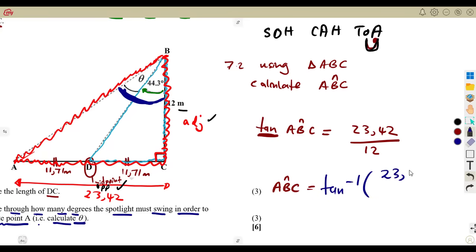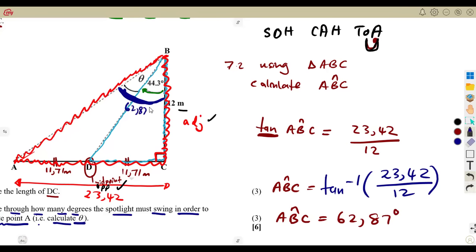23,42 over 12. So on your calculator, guys, just use your calculator straightforward. You're going to obtain angle ABC, arctan, shift tan on your calculator. That was going to give you 62,87 degrees. So the whole of this angle ABC is what? 62,87 degrees.